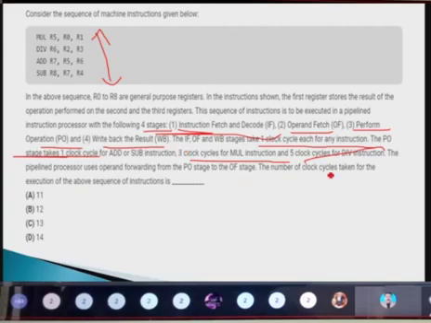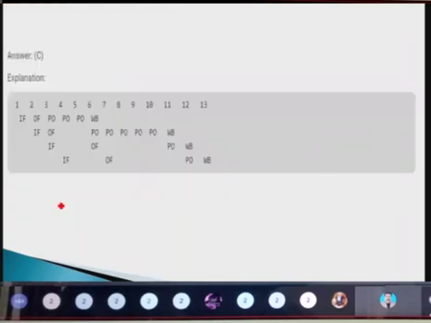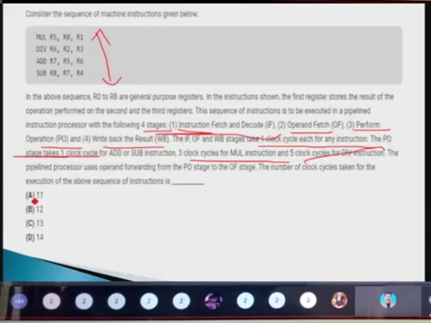Okay, so we need to calculate the number of clock cycles taken for the execution of the above sequence of instructions. See here, they have already told us the 4 stages: instruction fetch, operand fetch, and write back each take only 1 clock cycle. And the perform operation stage takes 1 clock cycle for addition and subtraction, 3 for multiplication, and 5 for division.